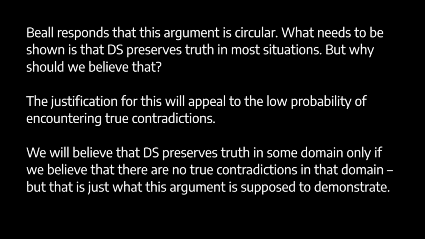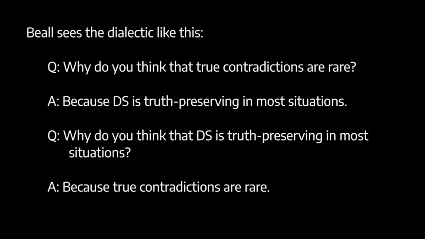Well, Beall worries that any justification we give here will appeal to the low probability that we will encounter a true contradiction. That is, we're only going to believe that disjunctive syllogism does not fail in some domain if we presuppose that there are no true contradictions in that domain, or that contradictions are very rare in that domain. But that's exactly what we're supposed to prove. So Beall says that the dialectic is working like this. We have this question: why do you think that true contradictions are rare? And the dialetheist says, well, it's because disjunctive syllogism is truth preserving in most situations. But then we ask, why do you think that disjunctive syllogism is truth-preserving in most situations? And the answer is, because true contradictions are rare.